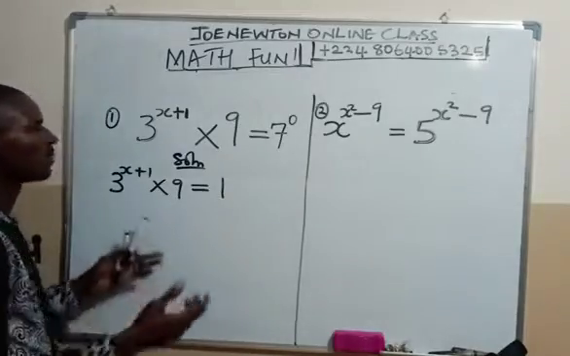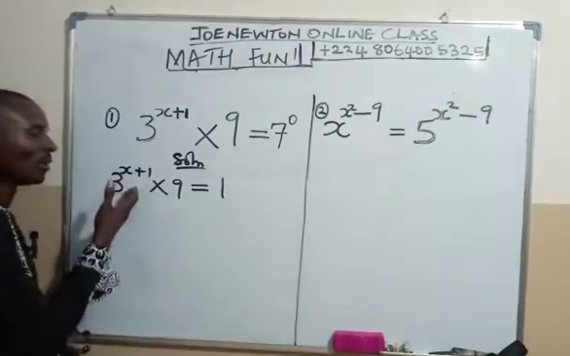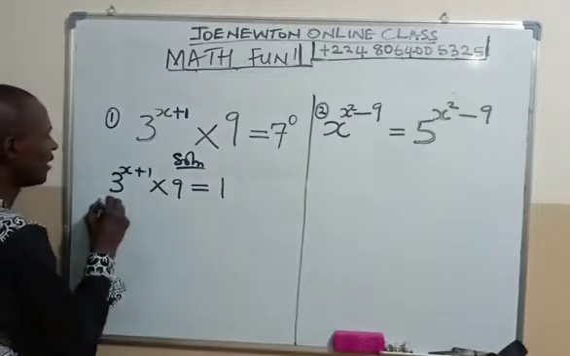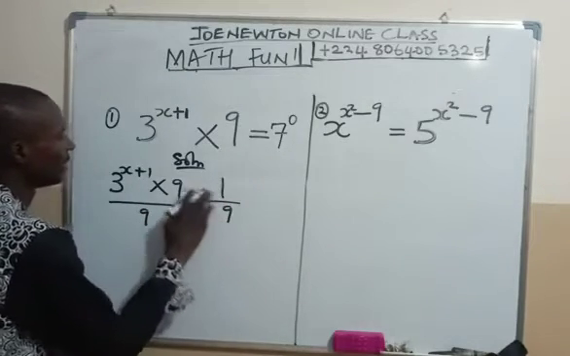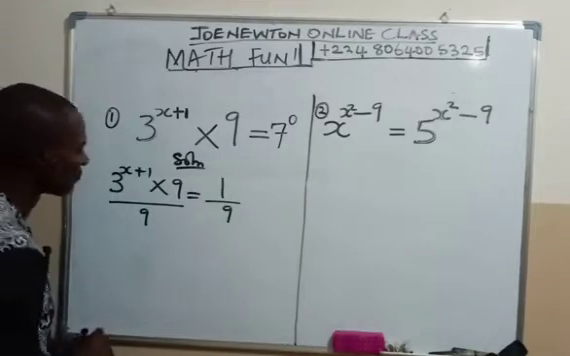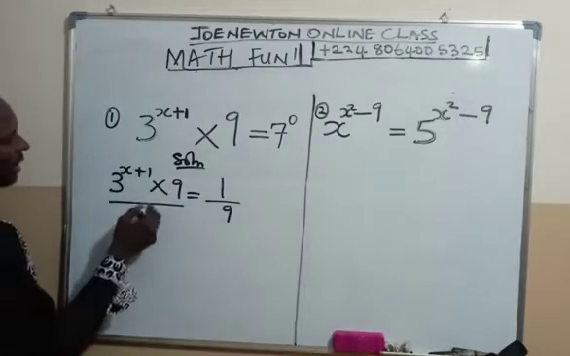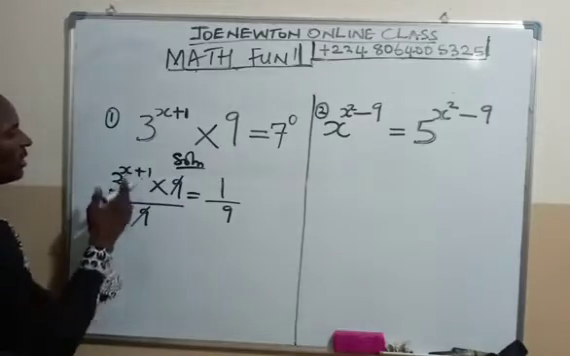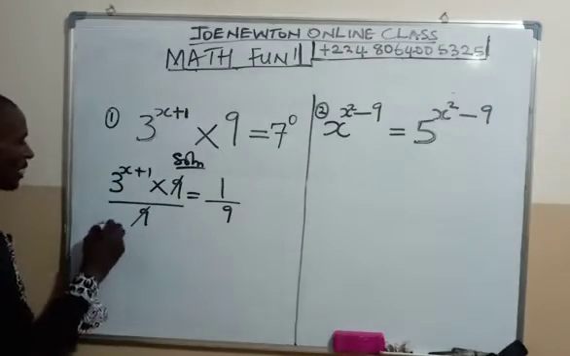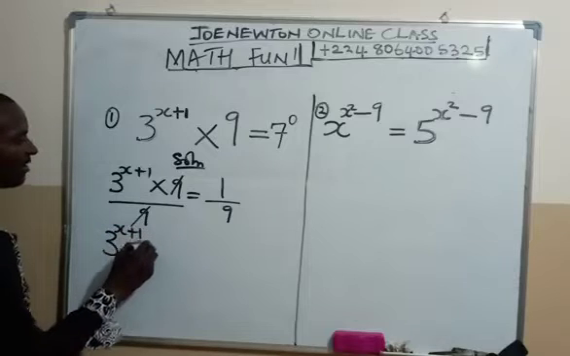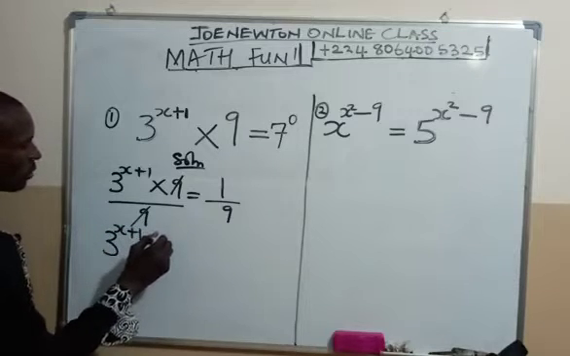Next, divide both sides by the quotient of this, which is what? 9. So divide here over 9 and here over 9. And that will give us, 9 divided by 9 here, we are left with this. This is 1 over 9. We continue. So we still have 3 power of x plus 1 is equal to 1 over 9.